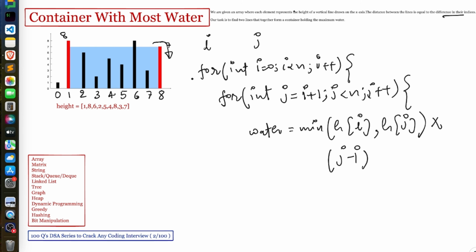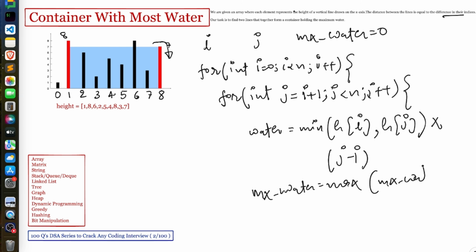So this is the water contained in between them, and let's say I have a global variable that would contain the maximum water, let's call it mx water, right? So we can initialize it with 0. Then we can easily update mx water is equal to maximum of mx water comma this current water, right? So yeah, this is the brute force approach. The complexity for this approach is order of n square because we are using two for loops. But we can optimize this problem to order of n.